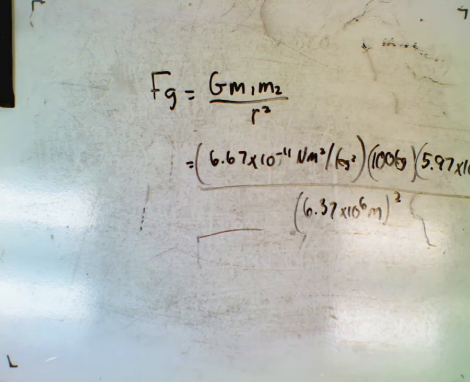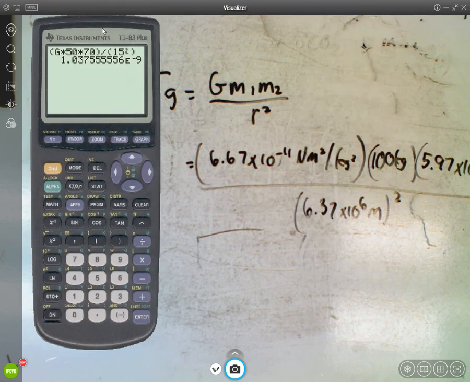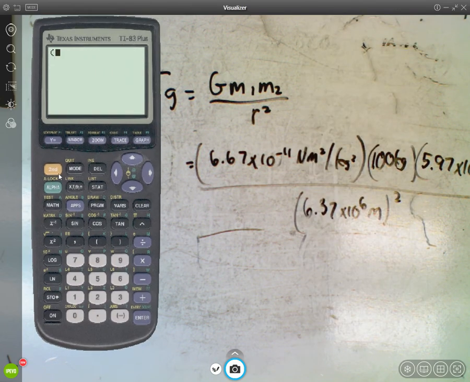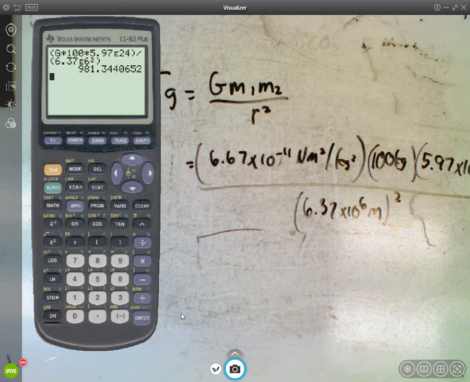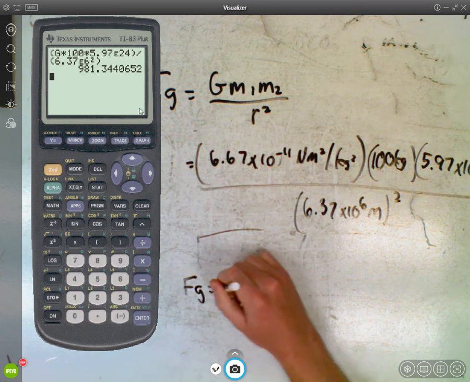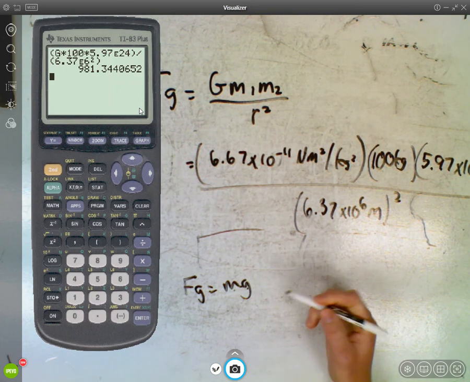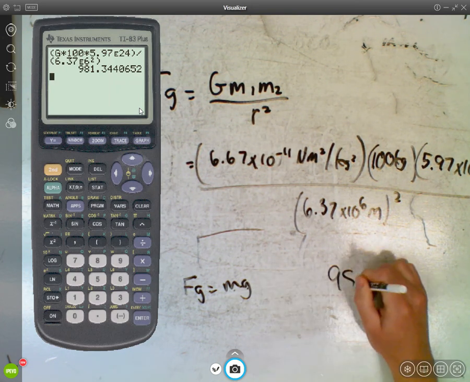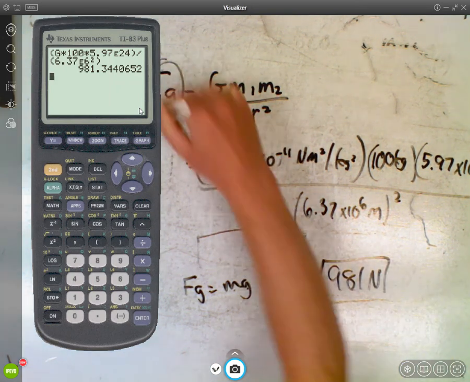So if I plug all of that in to here, you can go alpha G times 100 times 5.97 times 10 to the 24, and then we divide it by 6.37 times 10 to the 6, and square it like that. We're going to get 981. Right? How did I know that? Well, the reason that I knew that is because Fg equals mg, right? If we go 100 times 9.81, because he's on the surface of the Earth, we're going to get 981 newtons. So both of these Fg's are the same.